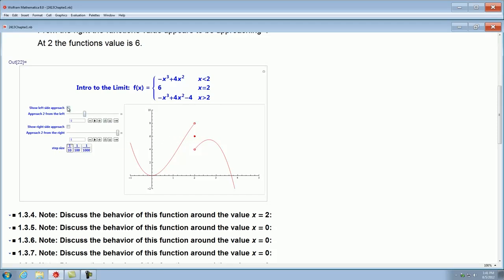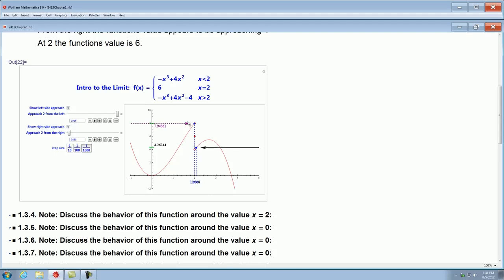As I approach from the left, I'll go a little quicker through this now. The value of the function appears to be approaching 8, right? And let's go pretty fine here. It looks like it's approaching 8 as I approach from the left. As I approach from the right, the value of the function appears to be approaching 4 again, right? So I can start moving closer and closer.